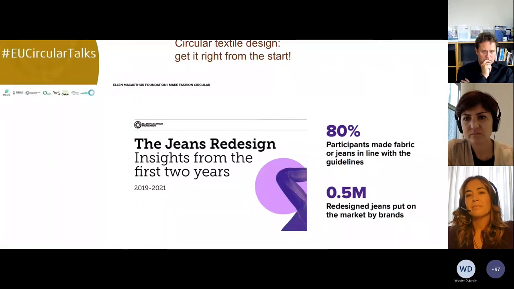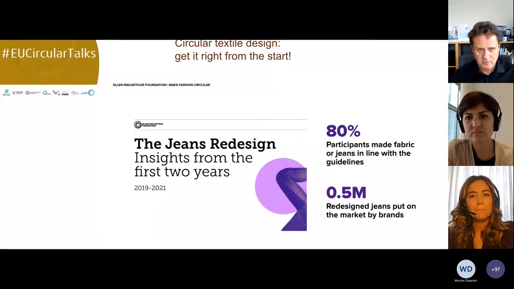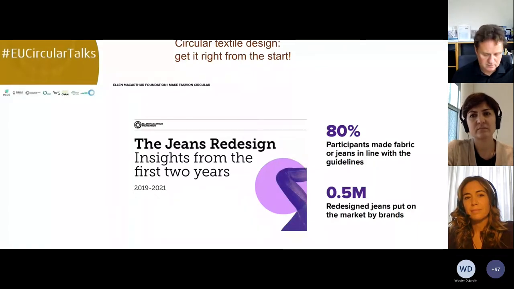Now, there's a lot I could say about the insights from this report, but we've only got a few minutes. So I just wanted to mention that through this collective action, the participants identified solutions as well as remaining barriers and innovation gaps to be able to scale this going forward. There were some commonly applied solutions, for example, the use of organic content and substituting rivets with bar tacks, reinforced stitching or embroidery techniques to make recycling easier.